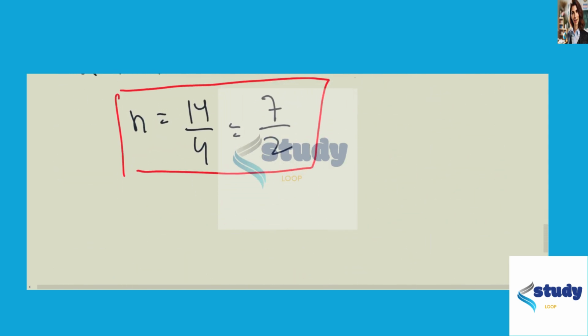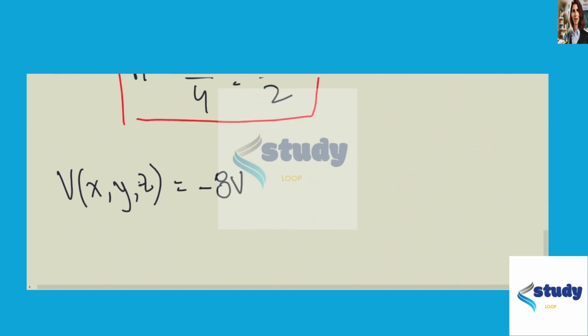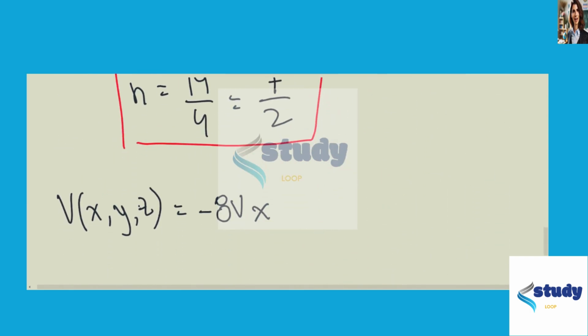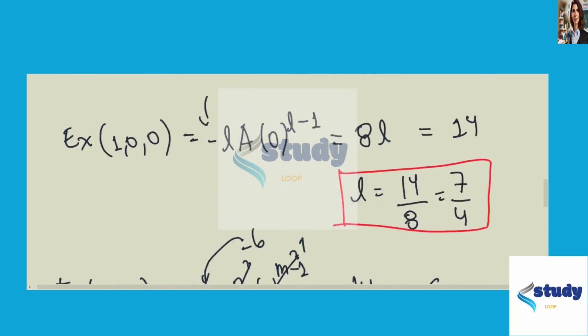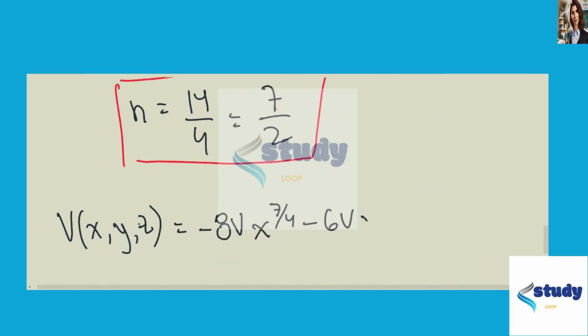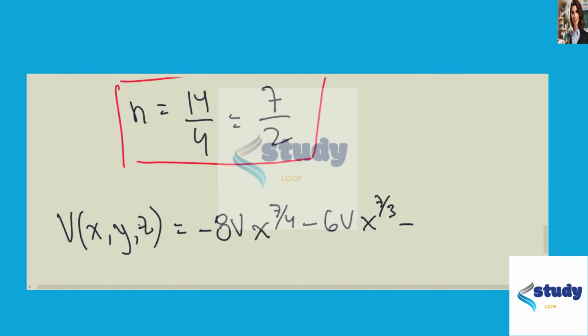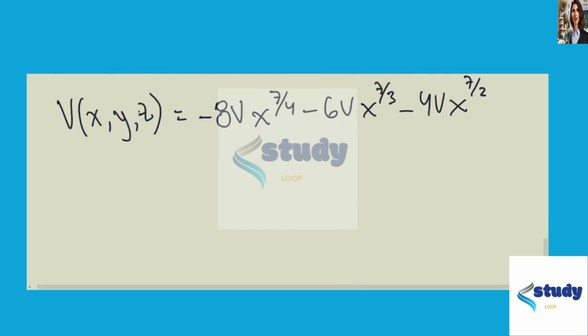So we can just substitute that into the electric potential function, with the values that we just obtained for L, M, and N. So it will be minus 8 volts x to the 7 over 4, minus 6 volts y to the 7 over 3, minus 4 volts z to the 7 over 2.